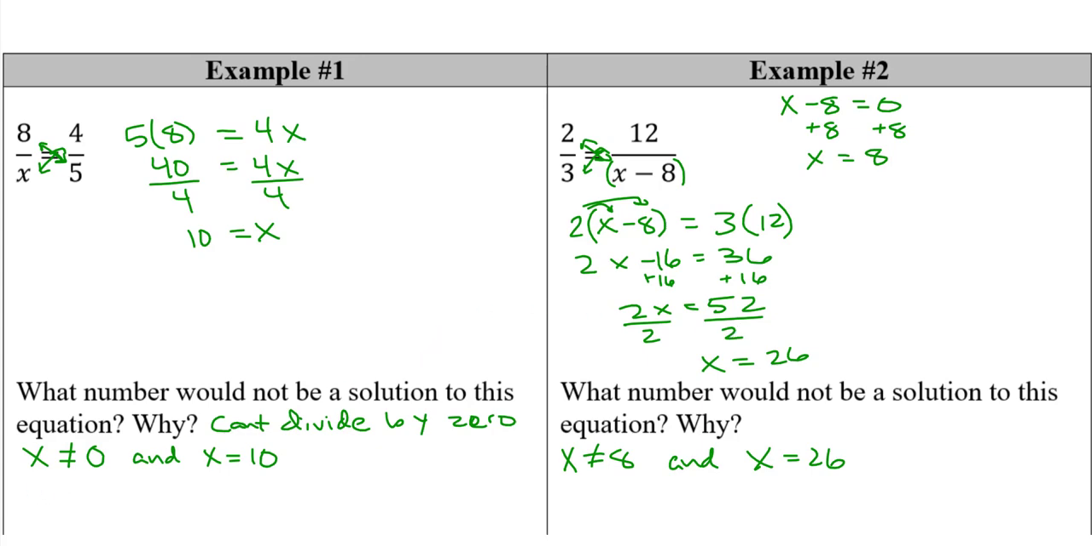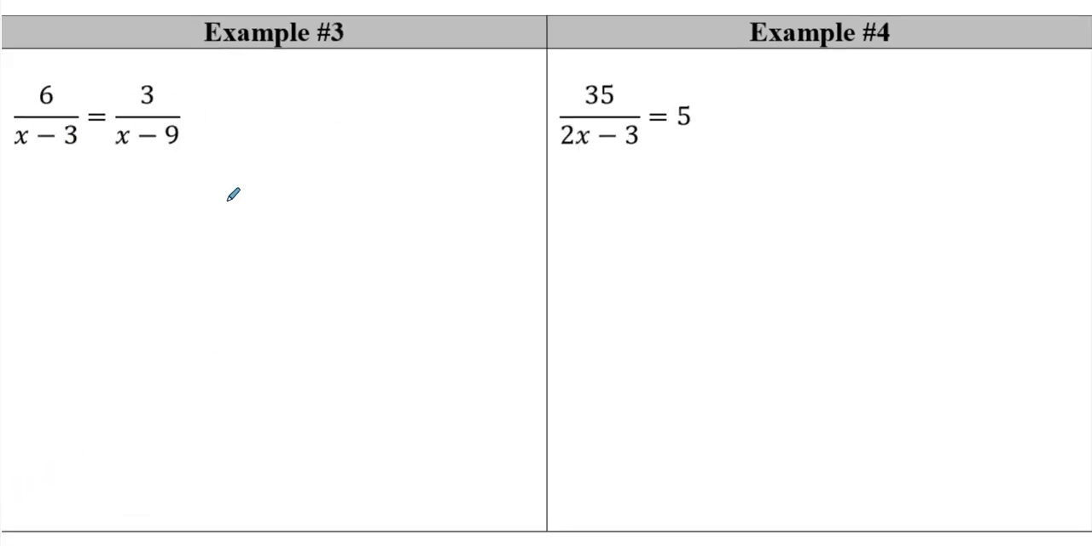All right, let's take a look at example number 3. Okay, this one is just a little bit different in the fact that we have a two-term variable term in the denominator on both sides. So here we're going to find more than one restriction. We're going to have a restriction here and right here. So we do that by setting these equal to 0. So we get x minus 3 equals 0, and we also have x minus 9 equals 0.